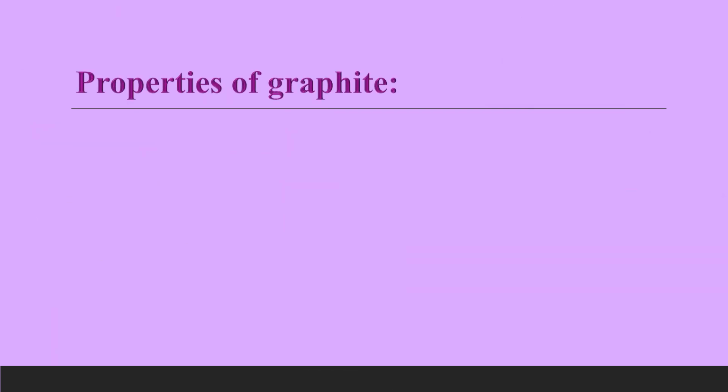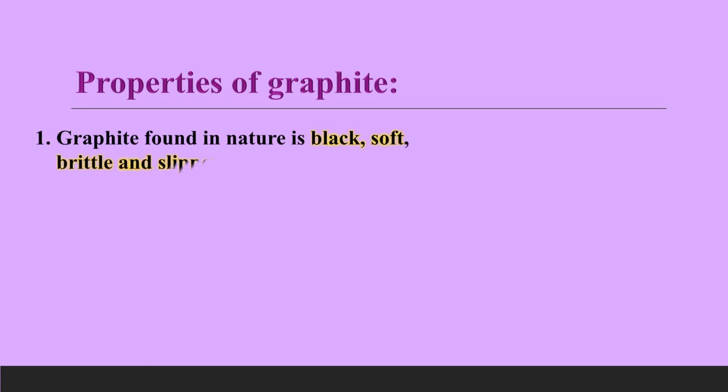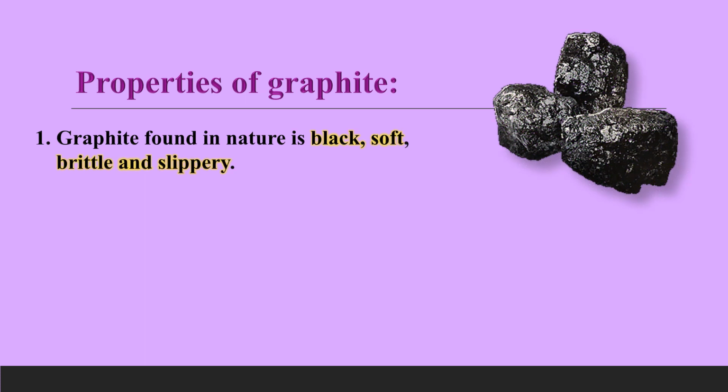Properties of graphite. Graphite found in nature is black, soft, brittle and slippery. Though it is a crystalline allotrope of carbon, can you see the difference between diamond and graphite? Big, vast difference.